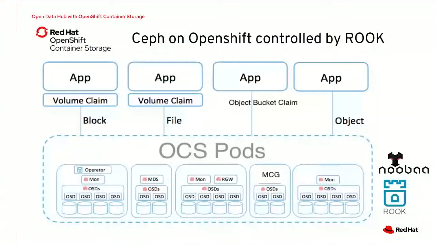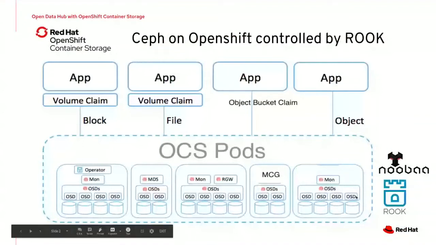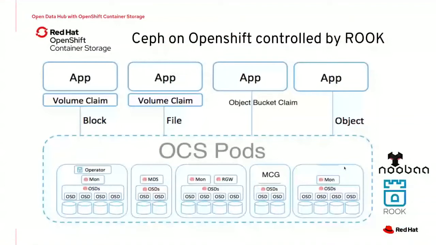OpenShift Container Storage was released a few weeks ago. And basically what it does, it brings you all the different types of storage you may need directly inside OpenShift. So what it is, in fact, is Rook that is controlling and deploying Ceph underneath, running directly on your OpenShift cluster, plus NooBaa, so the multi-cloud gateway that brings you object storage with other fancy features, which I encourage you to look at.